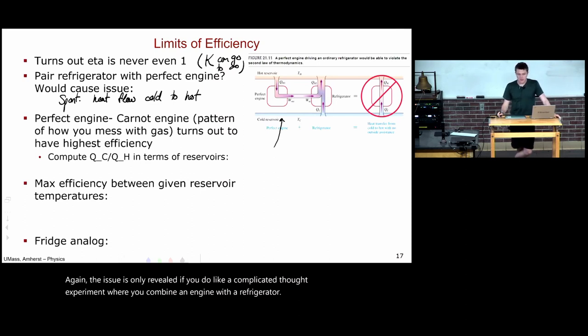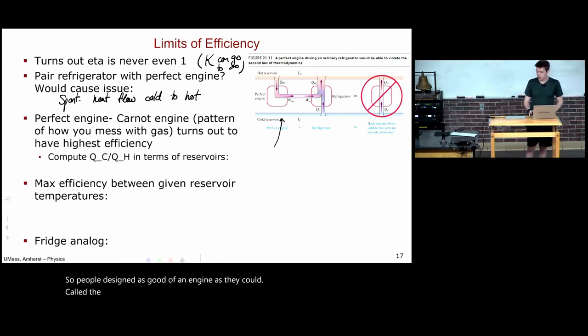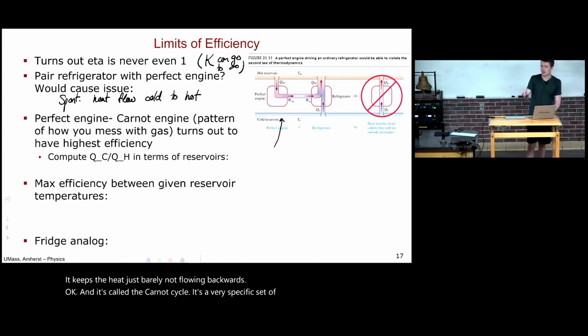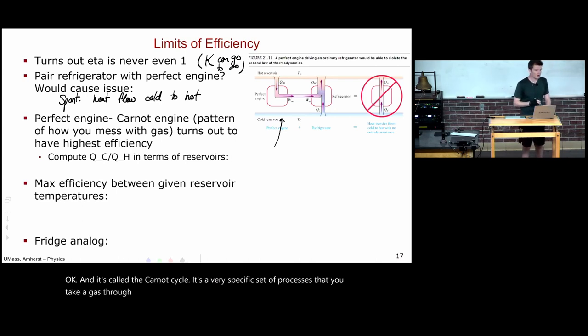Okay, so people designed as good of an engine as they could, called the Carnot engine, which just barely does not violate the second law. It keeps the heat just barely not flowing backwards. And it's called the Carnot cycle. It's a very specific set of processes that you take a gas through, that you calculate the efficiency like we did in our example, and it turns out to be the theoretical maximum.